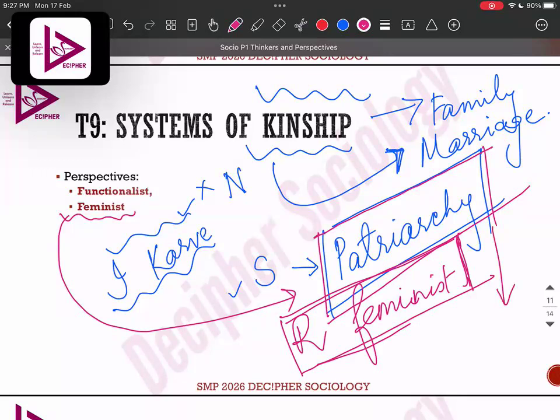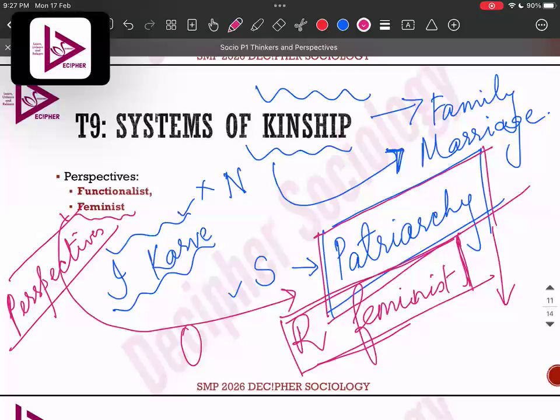So here what you have to do is understand the perspectives. Perspectives means the theories of these feminists, and only then can you write a good answer. You cannot write your own perspective that I feel patriarchy should not be there in society. That will be a lay person's answer, so definitely you will get zero. Whenever you are writing these answers, always remember the perspectives of these thinkers.